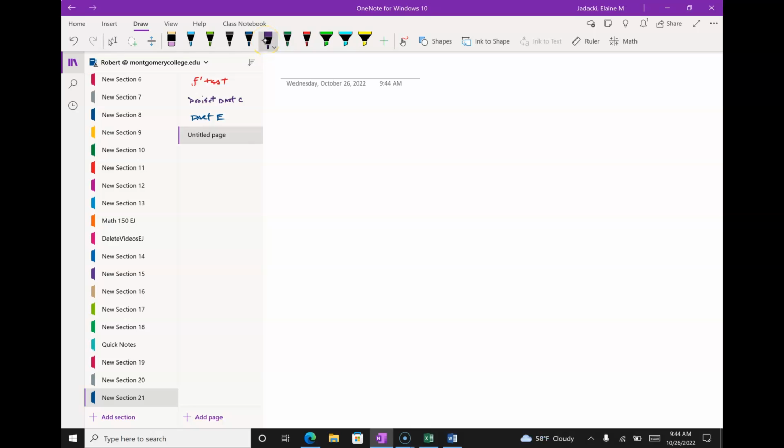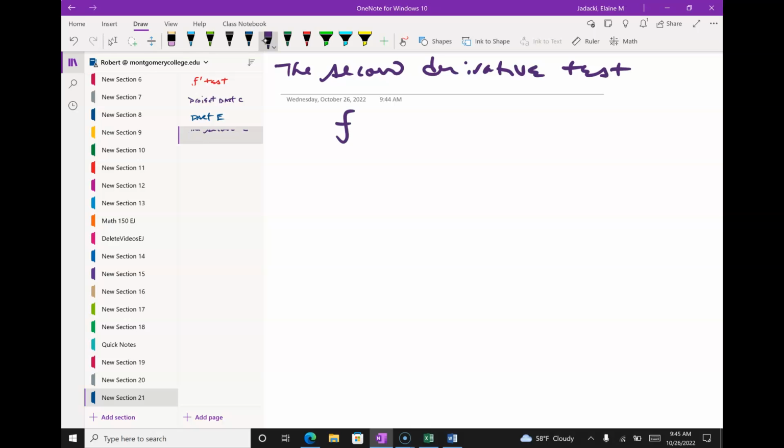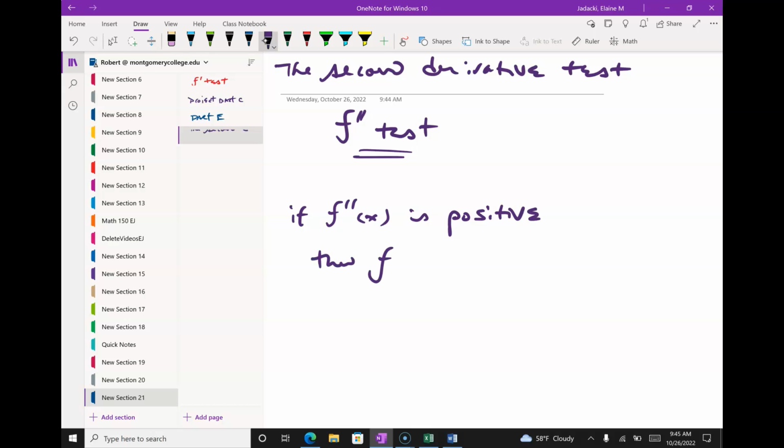This is our second derivative test, right? Or the f double prime test. So what we're testing for is concavity. If f double prime of x is positive, then f is concave up.